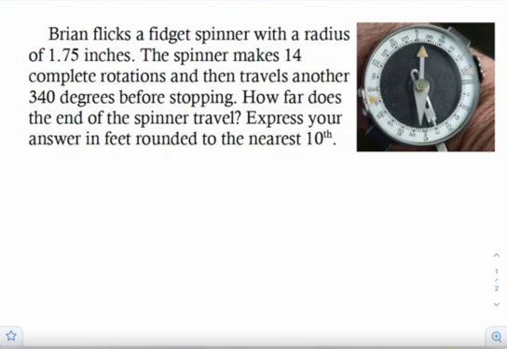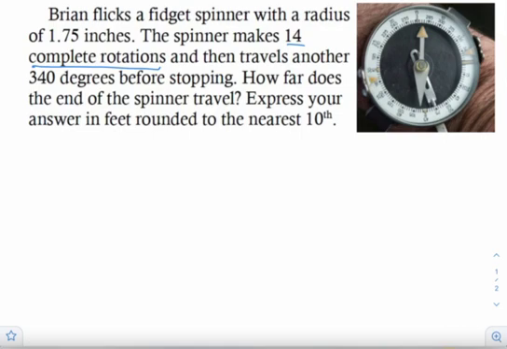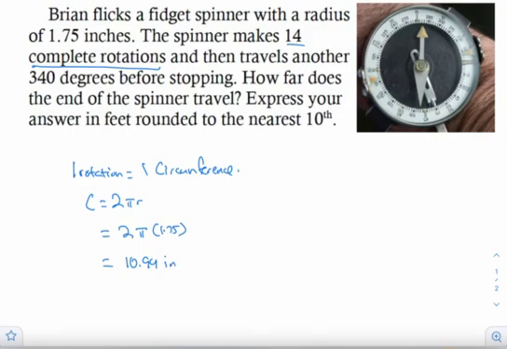So the first thing that this does is 14 complete rotations. One rotation is one circumference. So let's just go ahead and calculate. Circumference is 2 pi times r. R is 1.75 inches, so 2 pi times 1.75, and for that we're going to get 10.99 inches.